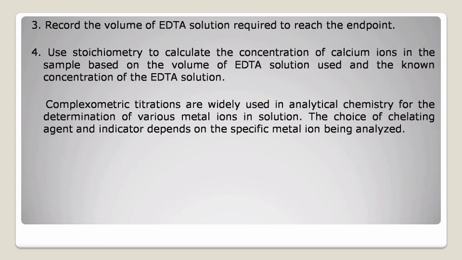Fourth, use stoichiometry to calculate the concentration of calcium ions in the sample based on the volume of EDTA solution used and the known concentration of the EDTA solution. Complexometric titrations are widely used in analytical chemistry for the determination of various metal ions in solution. The choice of chelating agent and indicator depends on the specific metal ion being analyzed.